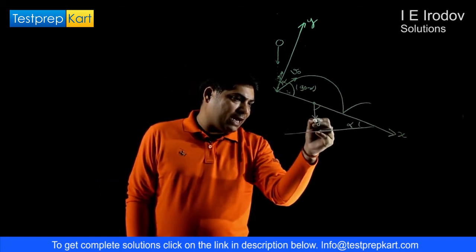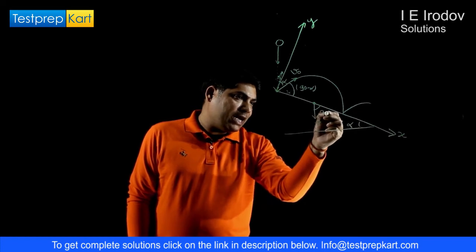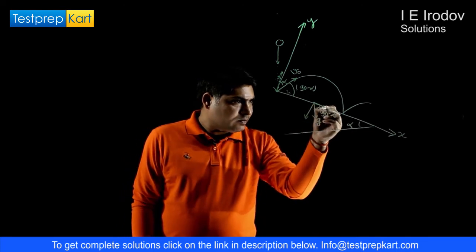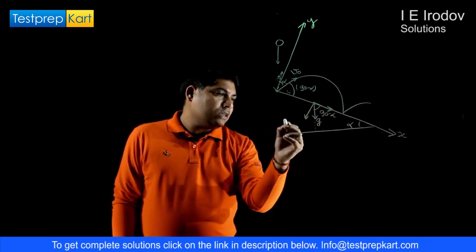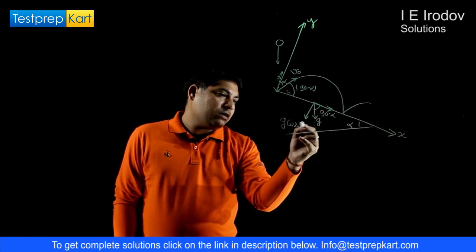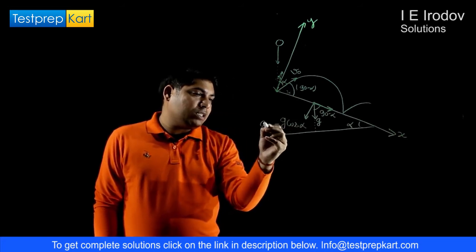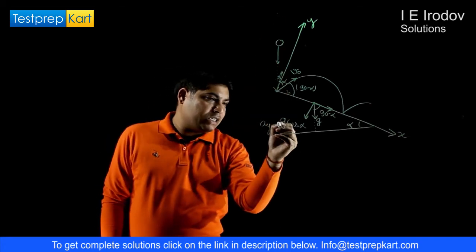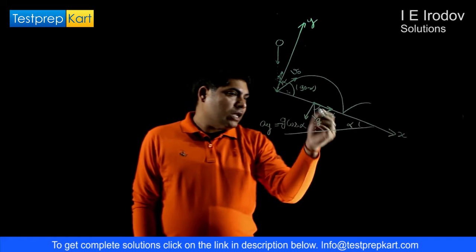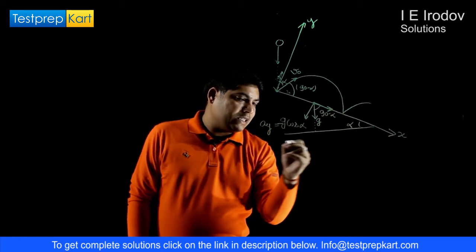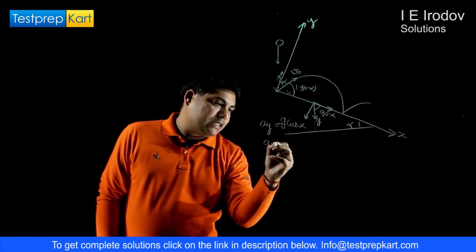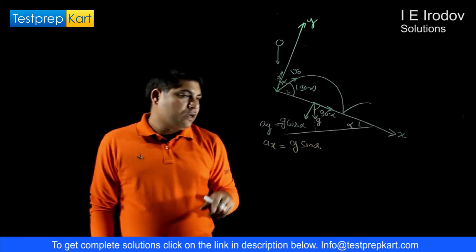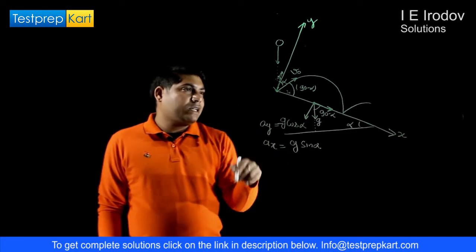From our right angle triangle, this angle is 90 minus alpha, so we can figure out two components. One is g cosine alpha, and according to our assumption, this is the acceleration in y direction, and you are taking the upward side positive, so we can put a negative sign here. And in this direction, the second acceleration, that is ax, is equal to g sine alpha. So now we have already calculated the acceleration.